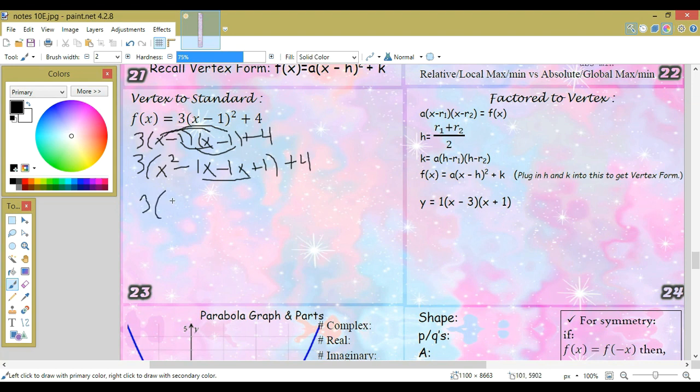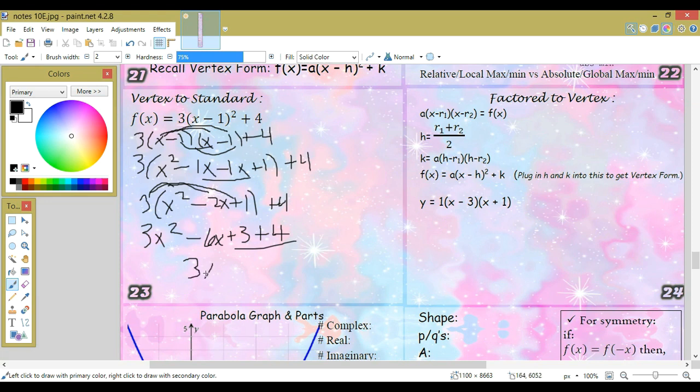So we have 3 parentheses x squared minus 2x plus 1 plus 4. The next step you want to do is distribute that 3 in. Multiply each term by 3. We have 3x squared minus 6x plus 3 plus 4. The last step, you will add these two constants together. So your standard form is 3x squared minus 6x plus 7.